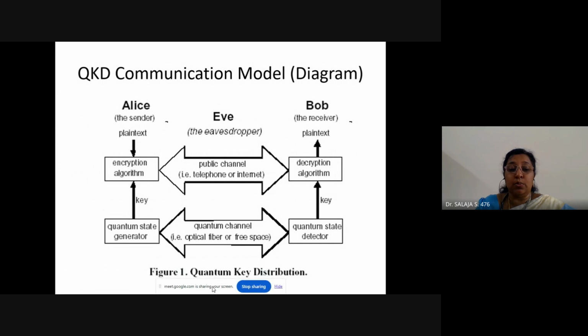communication model is where Alice, the sender, has a quantum state generator. We'll see how it works out, and that helps you to encrypt the plain text generated by Alice. We send the encrypted text through a public channel, which is received by Bob, decrypted and used.